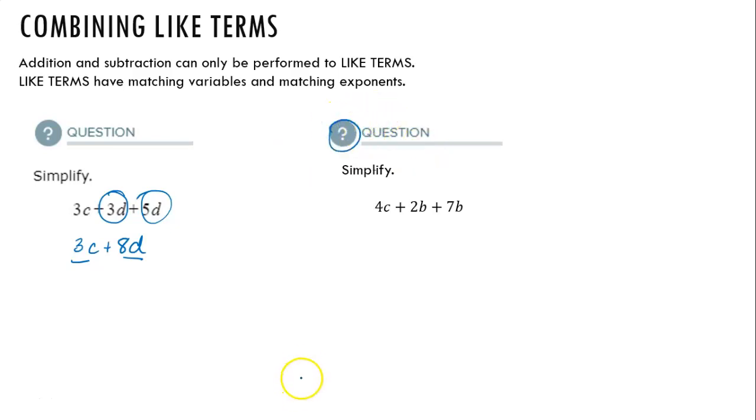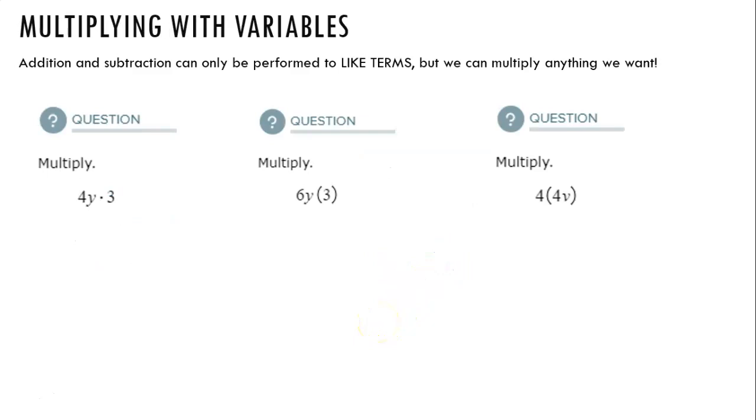You pause the video and try this one on your own. You should have recognized that 2B and 7B were like terms, so we add those together and we get 9B there. We can't add those together any farther because they're not like terms and there is no equal sign, so I can't solve.